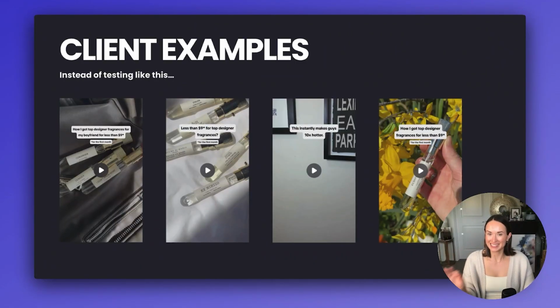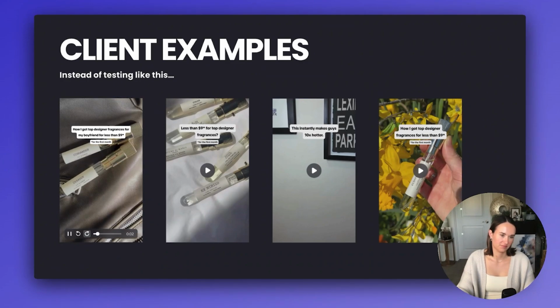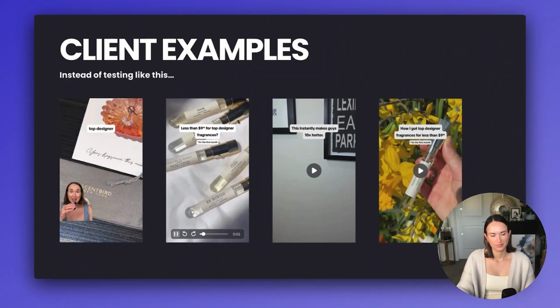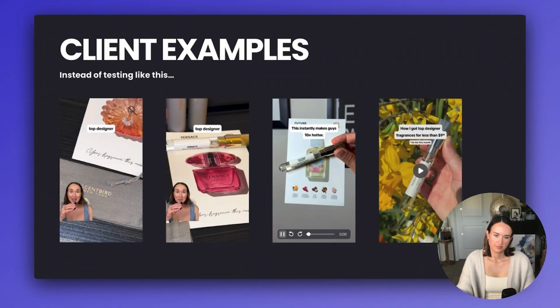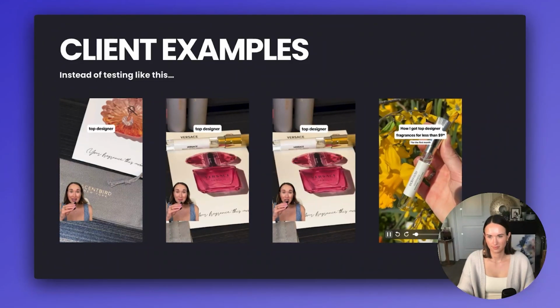So instead of testing like this, how I got top designer fragrances for my boyfriend for less than $9. I'm getting top design less than $9 for top designer fragrances. I'm getting top. This instantly makes guys 10 times hotter. I'm getting how I got top designer fragrances for less than $9.